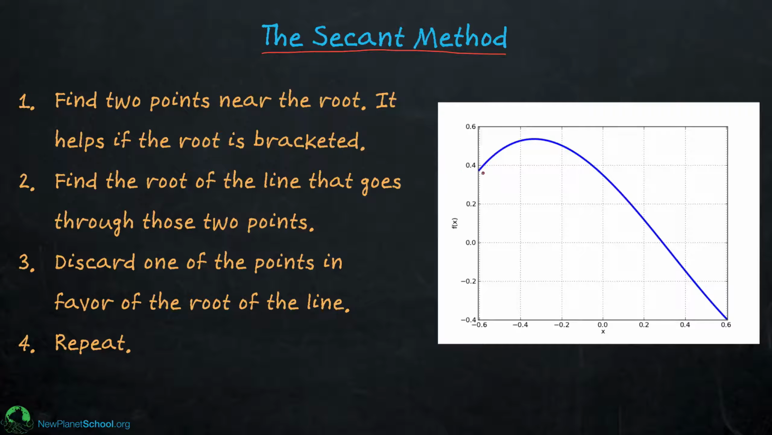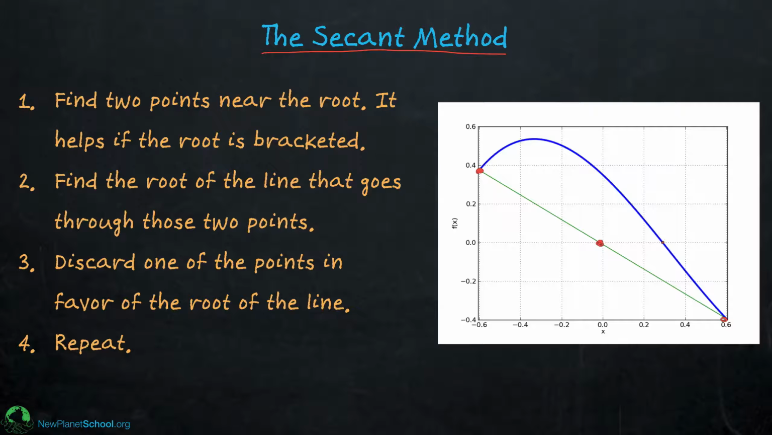So typically, as before, we assume that we know the root is somewhere between these 2 points. And what we're going to do is find the root of the line that goes through those 2 points. So let's draw a line, which is this green line, approximately what this blue curve is doing, right? It's not too bad. And then we can easily find the root of that line. That's easy to do with algebra. And I get this point right here.